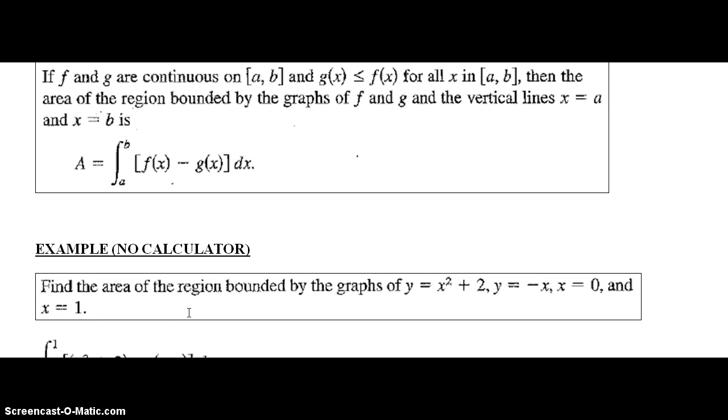Examples are always helpful. So without a calculator, find the area of the region bounded by the graphs of y equals x squared plus 2, y equals negative x, y equals 0, and x equals 1.